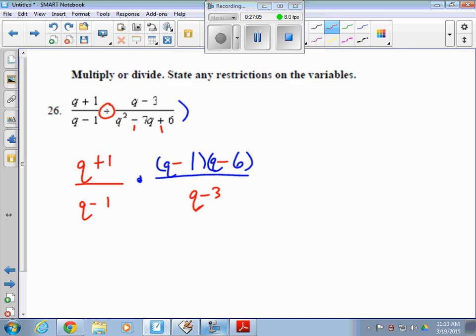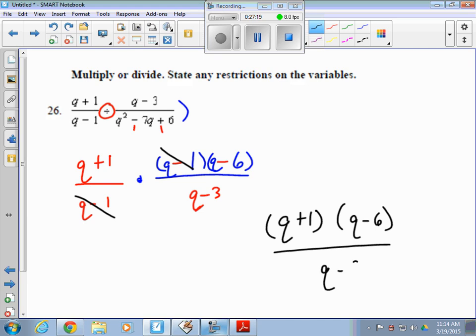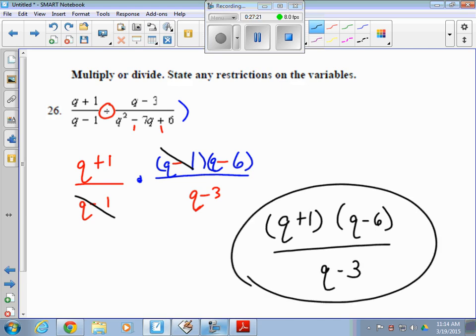Cancel out what's exactly the same. Q minus 1 is exactly the same. You're left with Q plus 1 on top times Q minus 6. And on the bottom, you have Q minus 3. So this is it when you multiply or divide. When it says state any restrictions, remember, any restrictions are anything that's going to give you 0 on the bottom. So the restriction is Q cannot be 3. That's the restriction. Any number but 3.